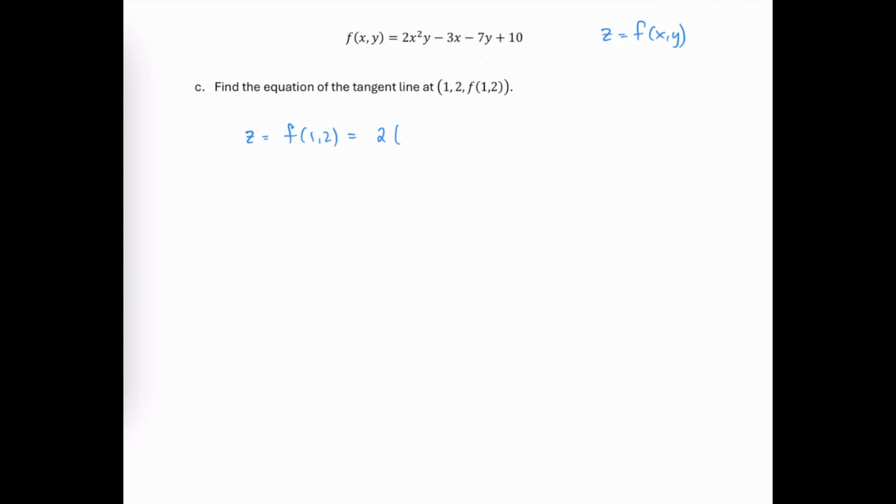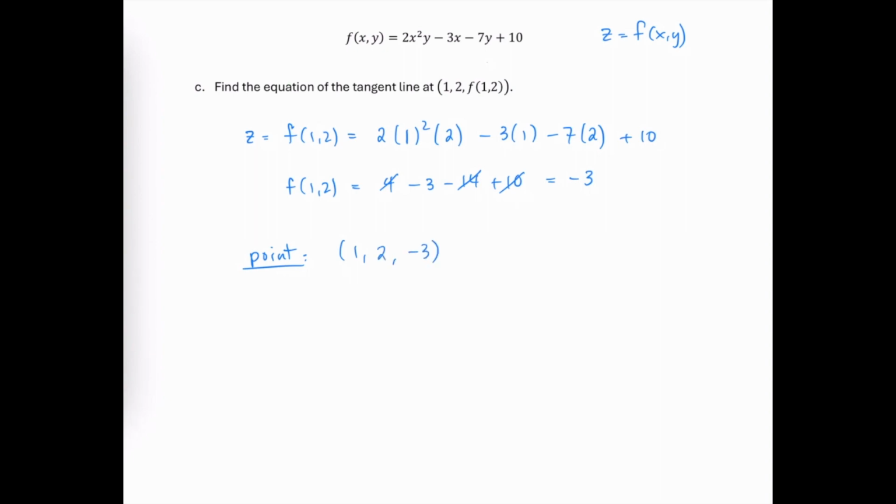So we get 2 times x squared, x = 1, times y, y = 2, minus 3 times x, which is 1, minus 7 times y, which is 2, plus 10. And the function evaluated at (1, 2), we have 4 minus 3 minus 14 plus 10. This is 10 plus 4 is 14, minus 14 cancels everything out, and we're left with just negative 3. So the point on the surface where we're trying to find this tangent line is (1, 2, -3). This is our ordered triple.